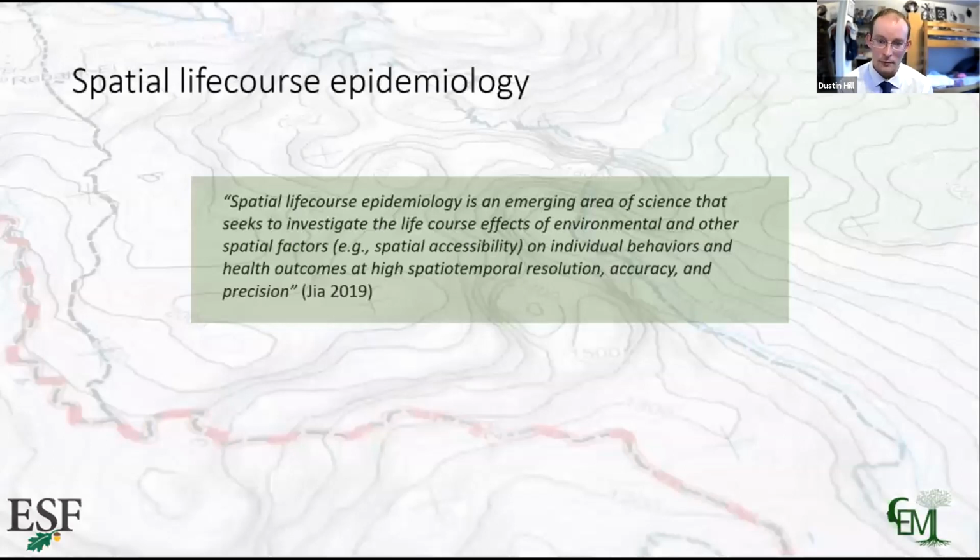And so this definition from GIA is that spatial life course epidemiology is an emerging area of science that seeks to investigate the life course effects of environmental and other spatial factors on individual behaviors and health outcomes at high spatiotemporal resolution, accuracy, and precision. So the key here is this idea of high spatial temporal resolution, which is what the RISI data provides.